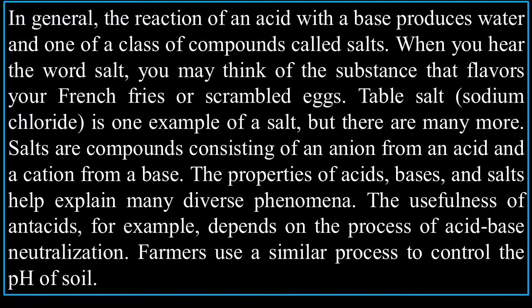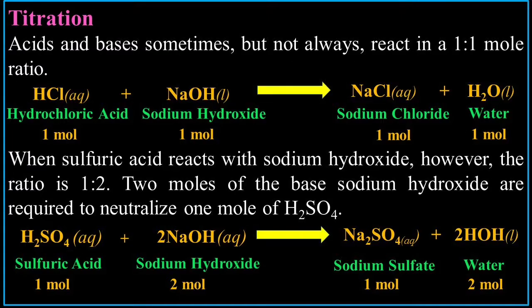Farmers use a similar process to control the pH of soil to grow your food. Titration. Acids and bases sometimes, but not always, react in a 1-to-1 mole ratio. Hydrochloric acid plus sodium hydroxide yields sodium chloride and water, that's a 1-to-1 ratio.